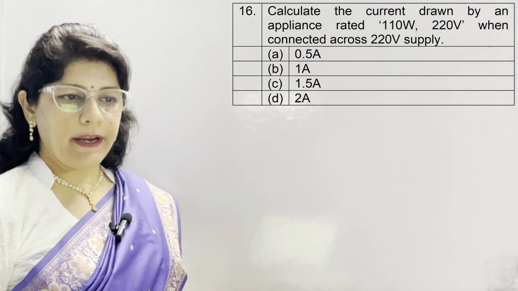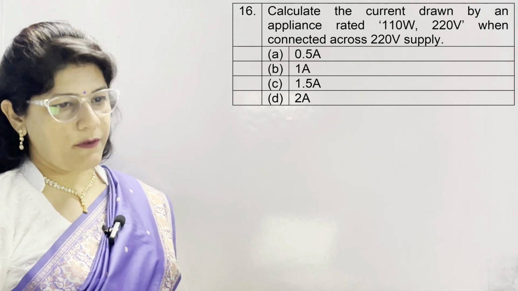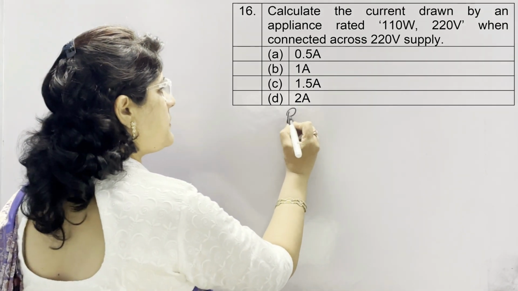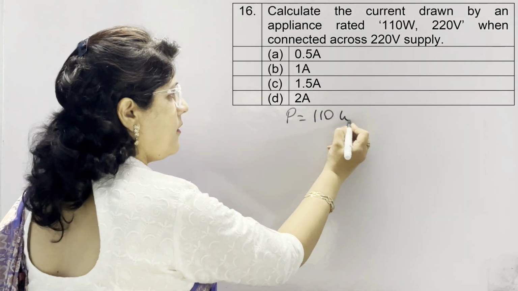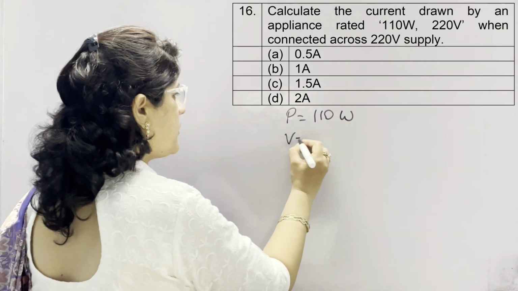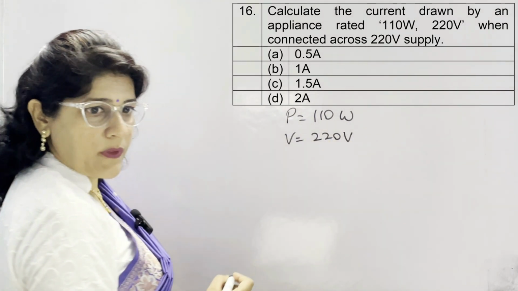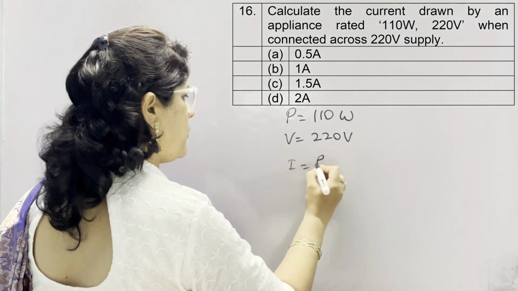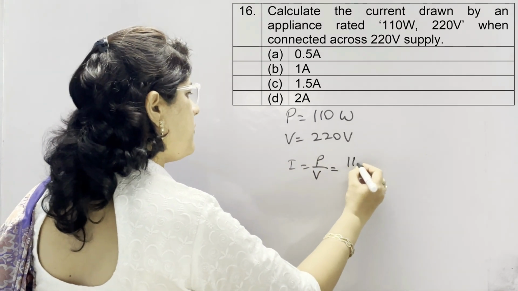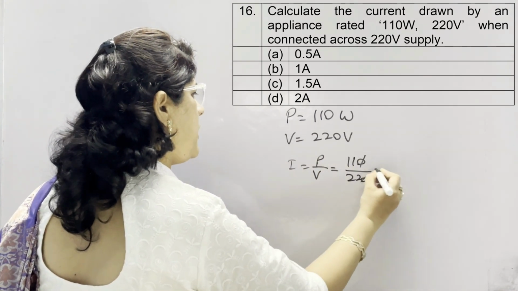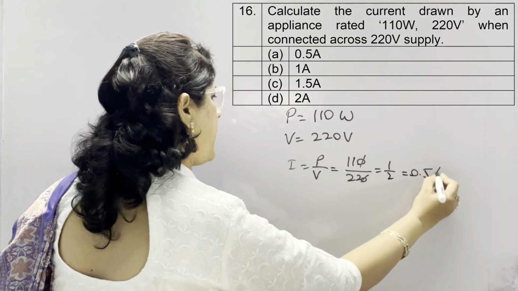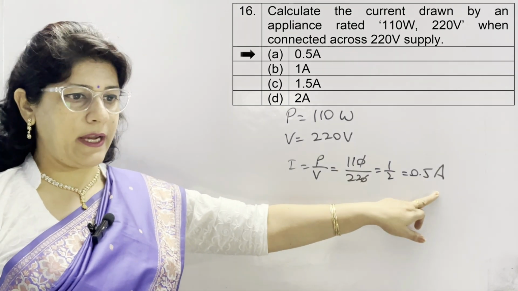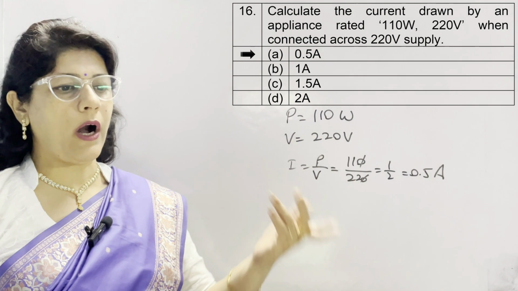In question number 16, calculate the current drawn by an appliance rated 100 watt and 220 volt when connected across 220 volt supply. So power is given as 110 watt and then voltage is 220 volt. We need to calculate the current drawn. So P is equal to VI, I is equal to P upon V. Very simple question. 110 upon V is 220. It means 1 upon 2. It means 0.5 ampere is the current drawn. A option is 0.5 ampere, which is our correct one. Other is 1 ampere, 1.5 and 2 are incorrect.